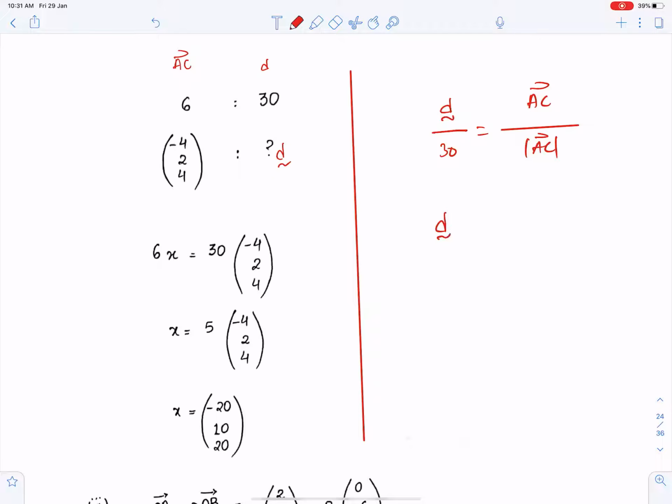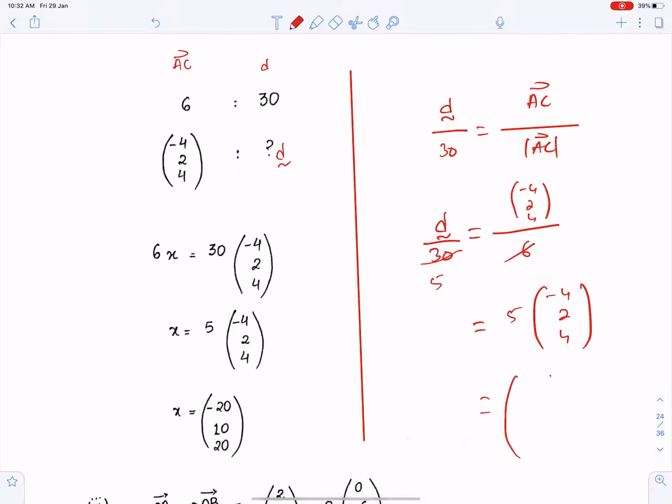So D upon 30. This will be 6 and this is the vector minus 4, 2, 4. So this will become 6 times 5 makes 30. 5 times minus 4, 2, 4. You can do this in less steps. But since I'm explaining, so I'm doing all these steps. Minus 20, 10 and 20. This is the answer of vector D. You have option, you can use any method. I think this method is simple.